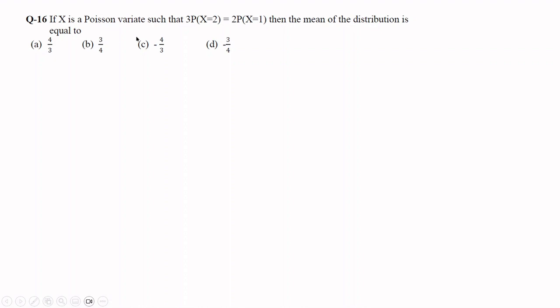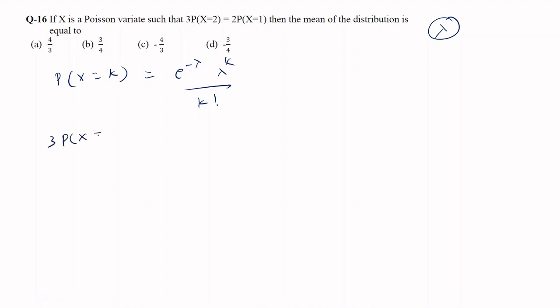Next question, if x is a Poisson variate such that 3 times probability of x equal to 2 equals 2 times probability of x equal to 1, then the mean of the distribution is equal to. Now we know that in Poisson distribution, the mean equals the variance, which is lambda. So the Poisson distribution is given by probability of x equal to k. It is e raised to minus lambda, lambda raised to k upon k factorial, where lambda is the parameter for Poisson distribution. Here it is given 3 times probability of x is equal to 2.